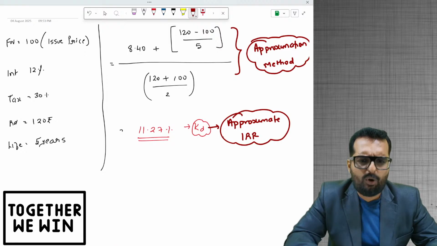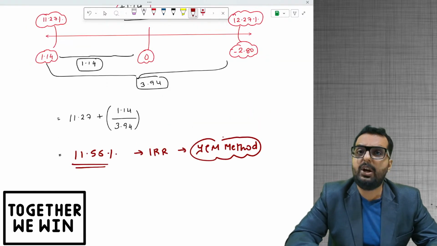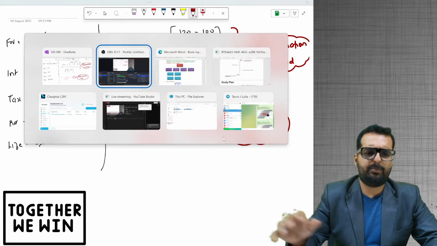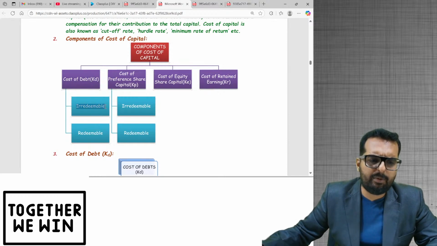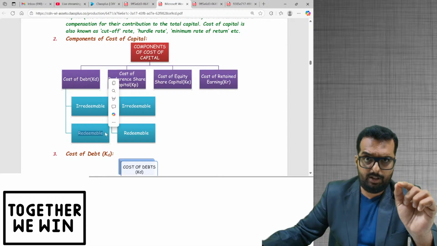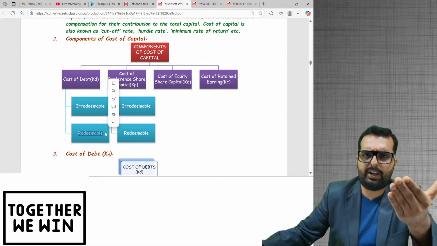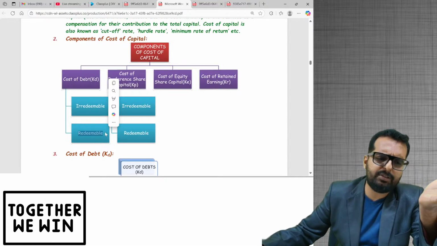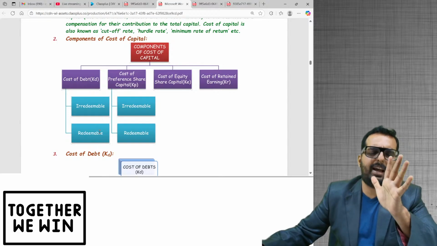Excellent. So we have got the answer over here. Excellent, friends. Here we have got the answer as 11.27 as the YTM, 11.56 as the cost of debt. So when I look at the overview now, cost of debt consists of irredeemable debt also. It consists of redeemable debt also. Inside redeemable, we can solve it using two methods. What are the two methods, friends? One is the approximation method. Other one is the YTM method. YTM is the best answer.